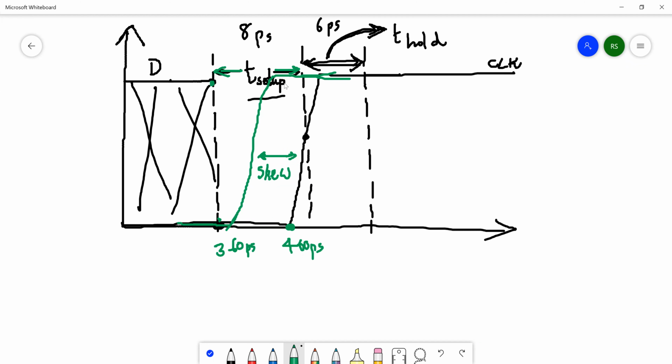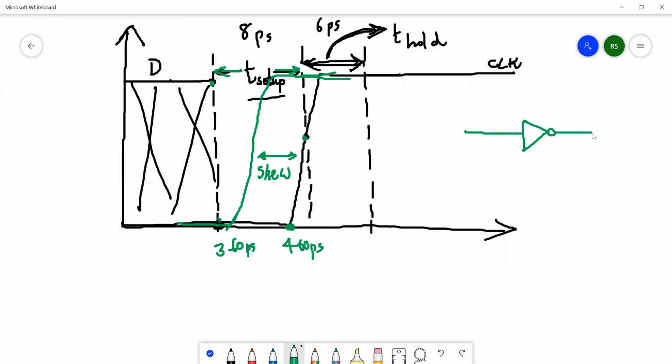At some amount of time before the arrival itself, D should have settled to the correct value. That amount of time is called the setup time. After the clock signal has arrived, why is there a constraint? For that, you can look at the design of the latch.